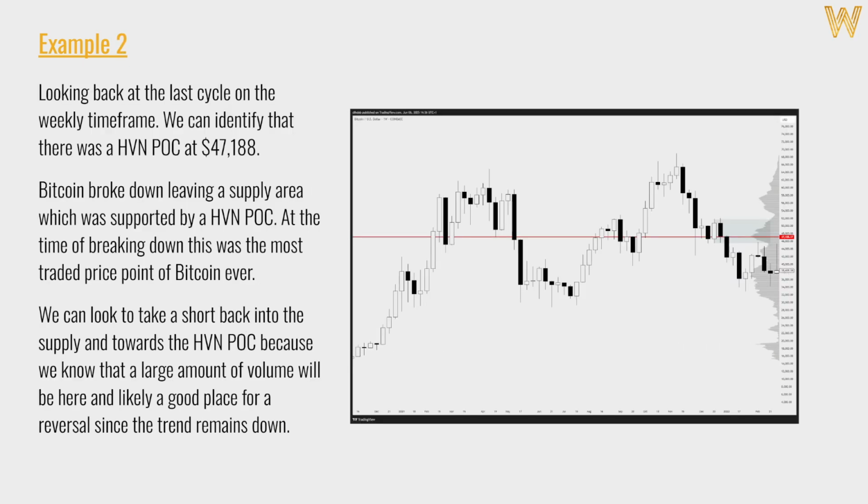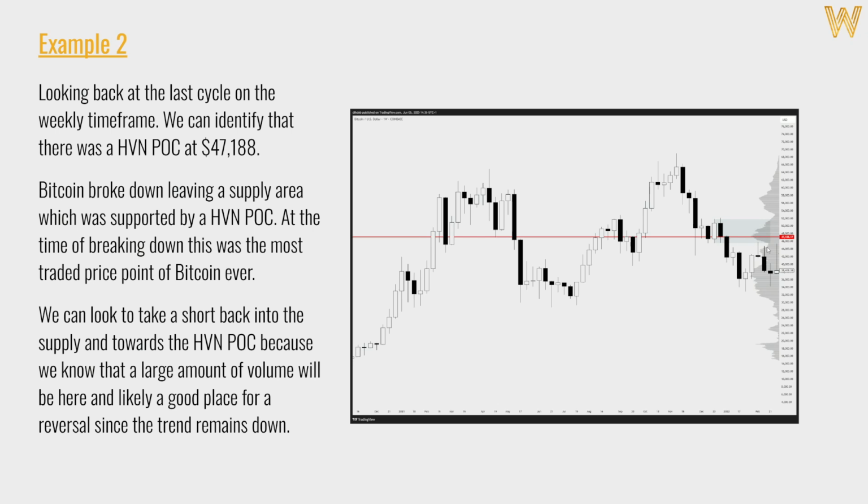So example 2, we're going to be looking back at the last cycle, quite a way back into 2022. And we can see that, you know, at 47,188, we have a high volume node POC, right? This was the highest traded point of control for Bitcoin before the breakdown, before we went into this sort of summer range, or I think it was summer range. So Bitcoin broke down, leaving a supply area, which was supported by a high volume node POC. At the time of breaking down, this was the most traded price for Bitcoin ever.